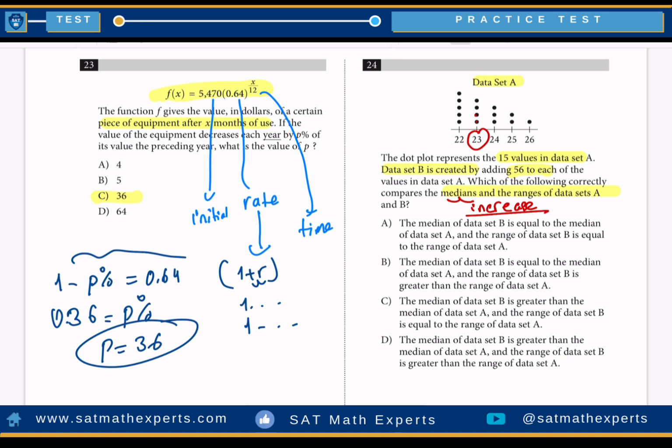Okay. But the range equals max minus minimum. Since whatever you added, you add to both the minimum and maximum value, when you subtract them, this will not be changed. So the range will not change, the median will increase. So based on this, my interpretation, I'm just checking the choices. Letter A, letter B, letter C. I think the median of B is greater than that of A. Okay, that's correct. They have equal range. Yes, the correct answer is letter C.